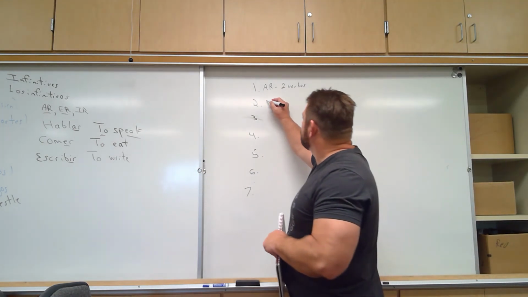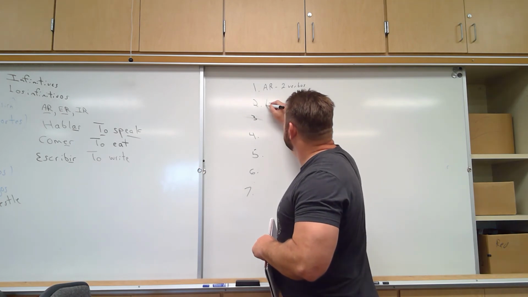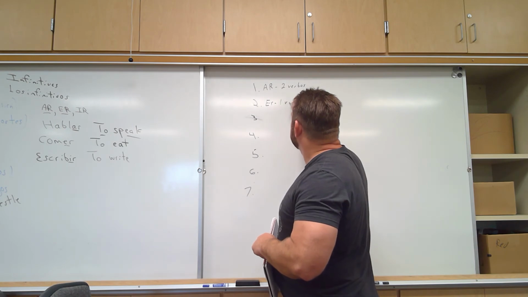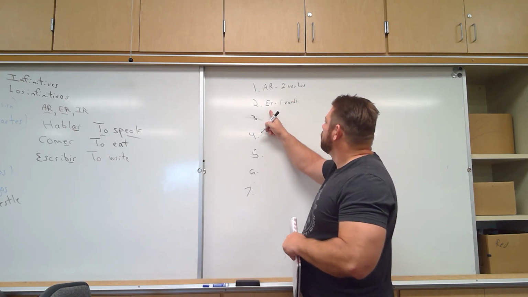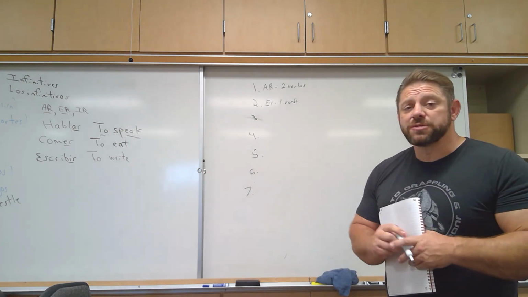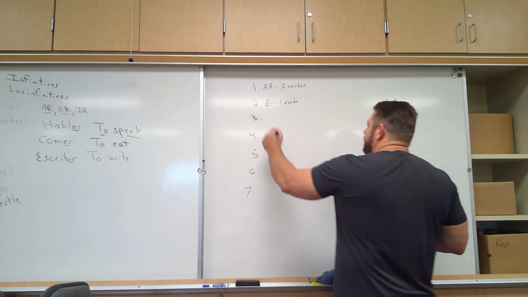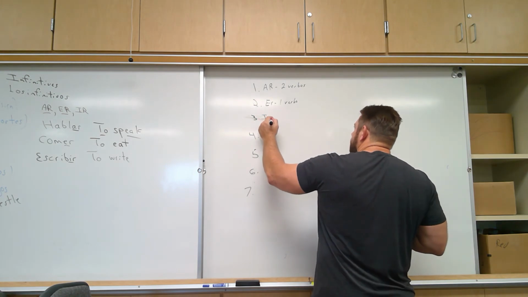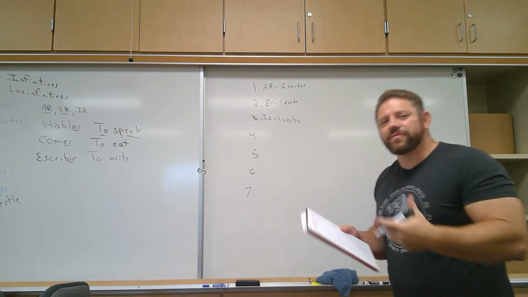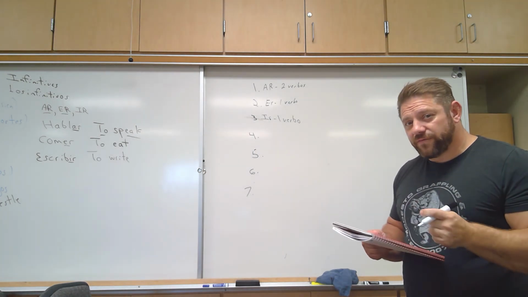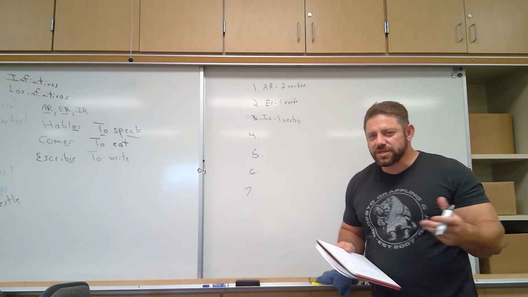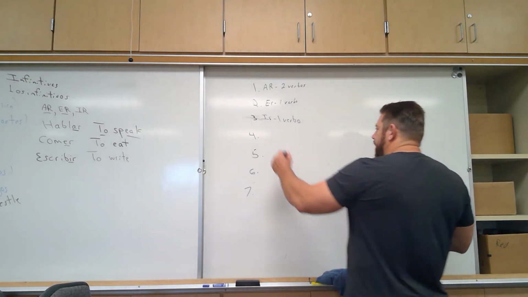I would like you to write down one verb, un verbo, that ends in ER. Write down one verb that ends in ER in Spanish. And lastly, I'd like you to write down one verb that ends in IR. Now I would like you to take these verbs in Spanish and translate them into English. Most of them, I just gave you some. You might have to look up some.